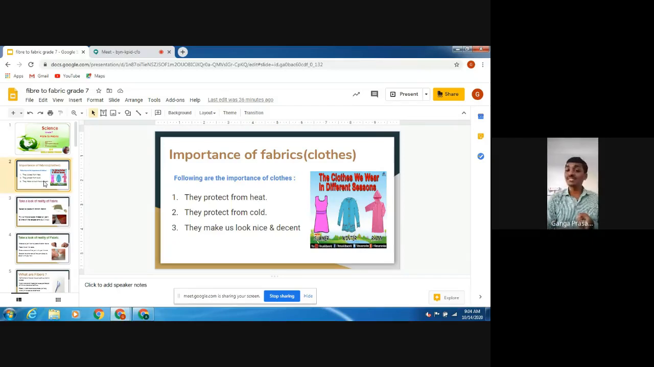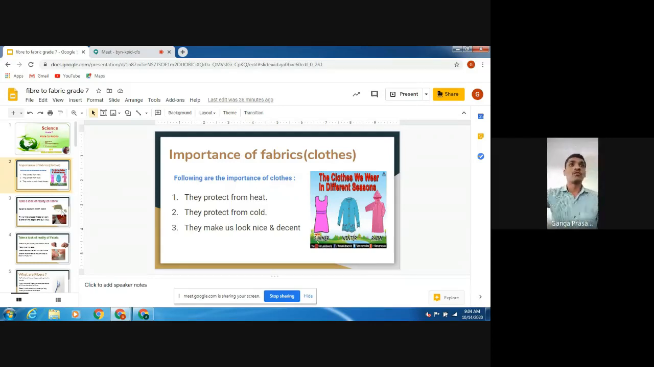So clothes are very important. They protect us from weather conditions like cold, heat, rain, right? And they make us look good and decent.